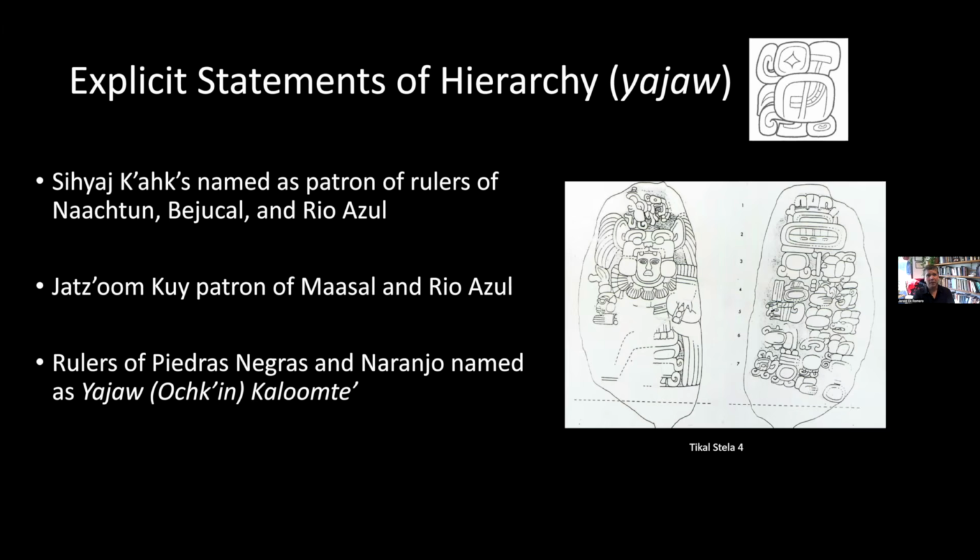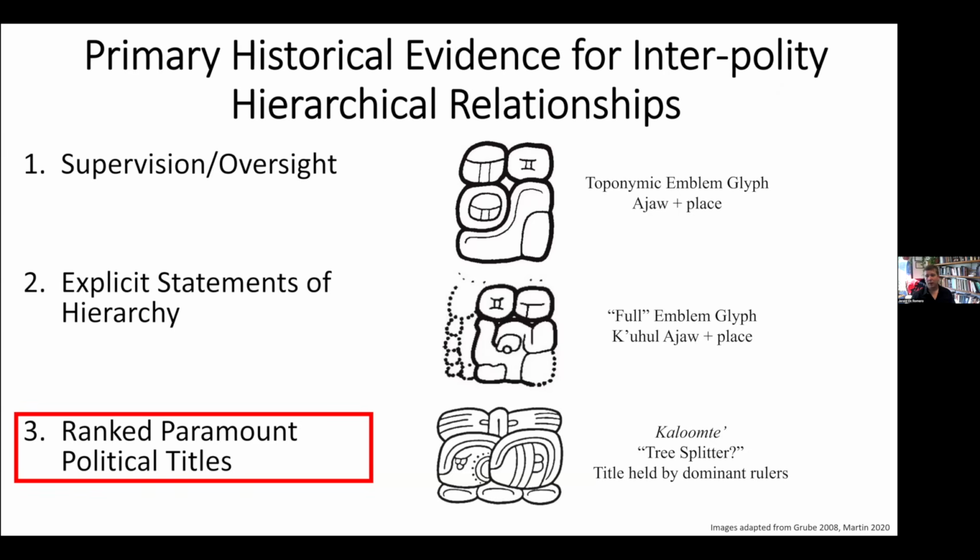So we have Siyaj K'ak' named as the patron, or the possessor, of kings from Naachtun, Bejucal, Rio Azul, and this becomes something that goes from initially being associated with outsiders, with Teotihuacanos, to becoming more used by indigenous Maya kings, and with the decline of Calakmul as a major power.